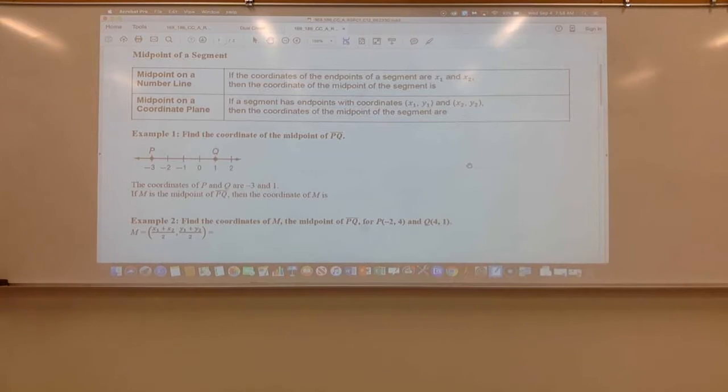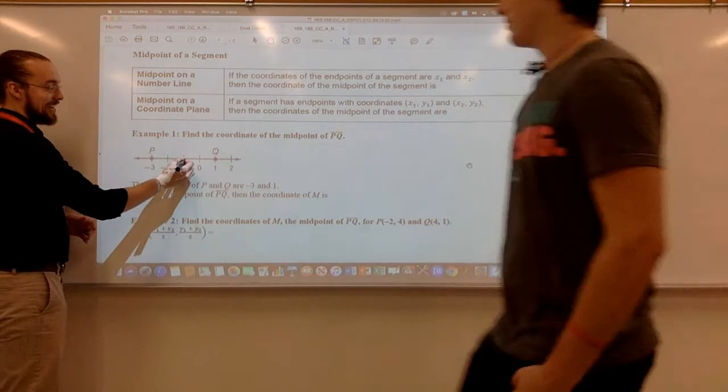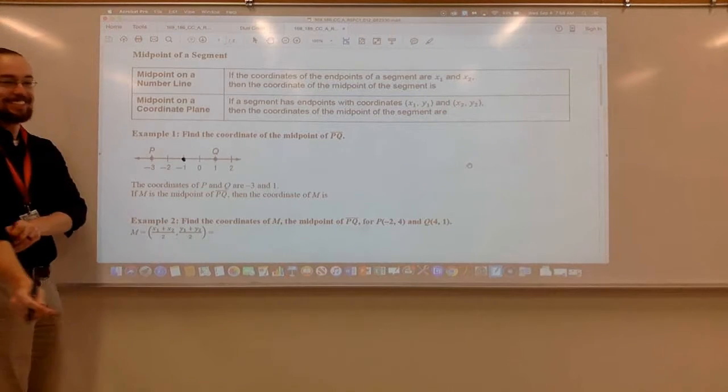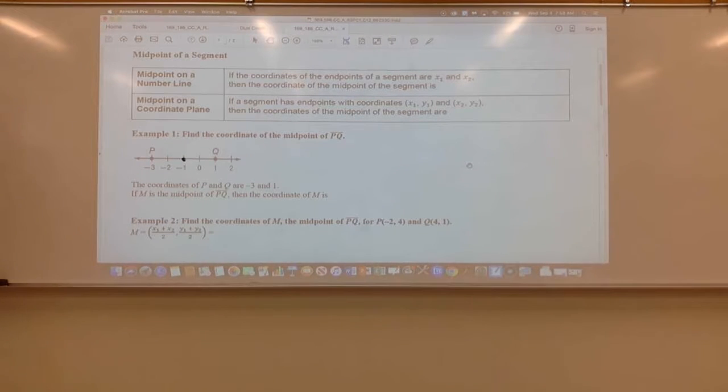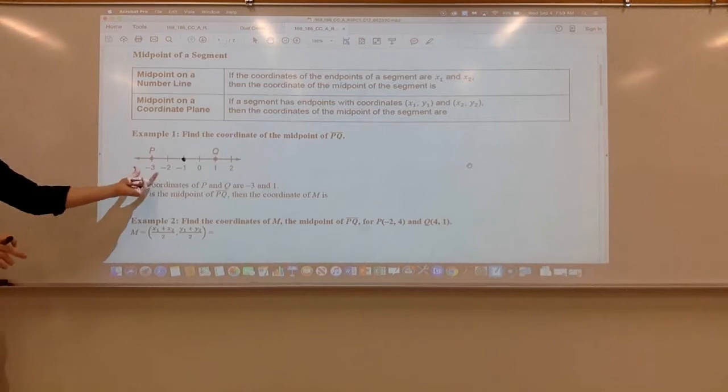How'd you get that? It's in the middle. Okay. Is there a mathematical reason why that's right in the middle? It's halfway. They're the same distance from that point. That's a good way of putting it.